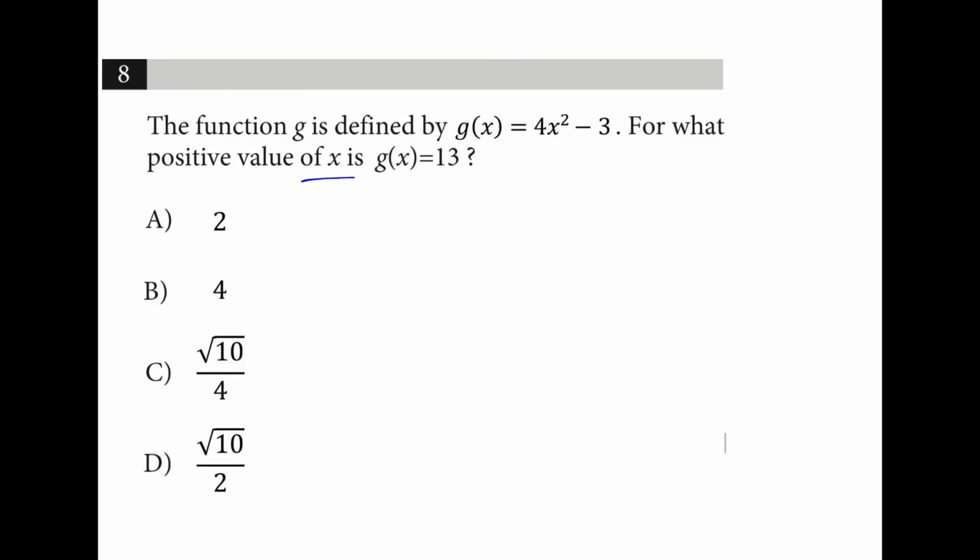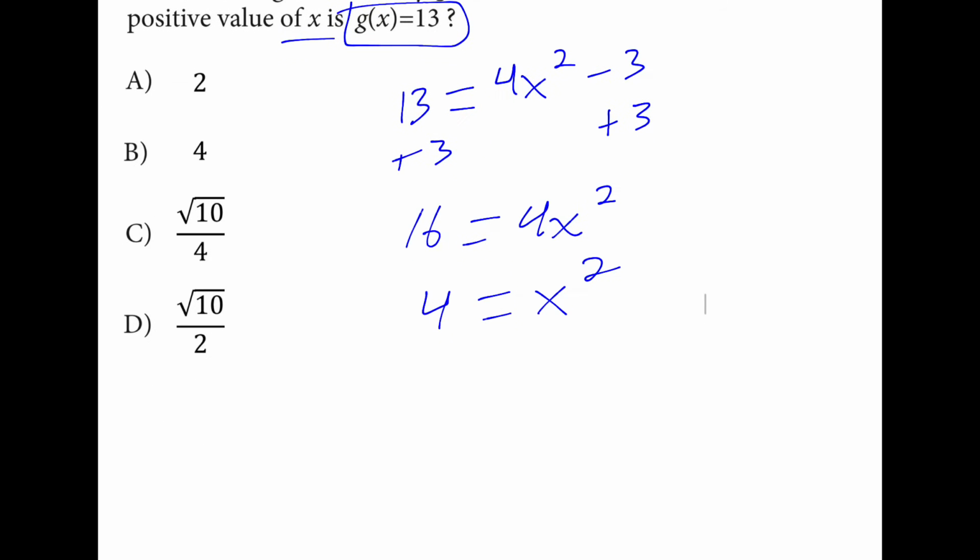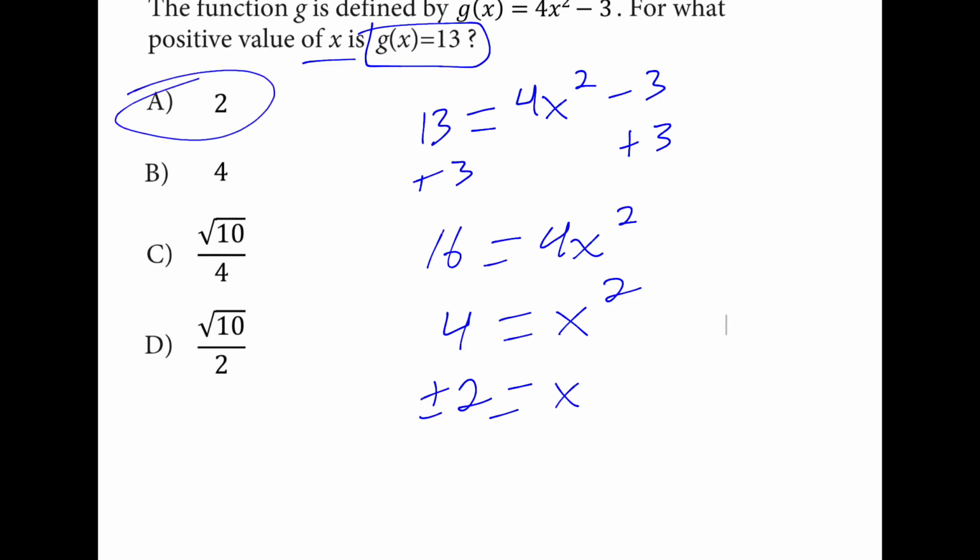D. This question asks, for what value of x is g of x 13? So this is the case where we plug in on the left side. And we can add 3 to both sides to get 16 is equal to 4x squared. If we divide both sides by 4, we get 4 is equal to x squared. If we take the square root of both sides, we get that x is equal to plus or minus 2. And they want to know the positive value, so it's just 2.